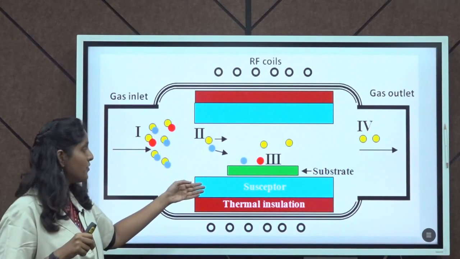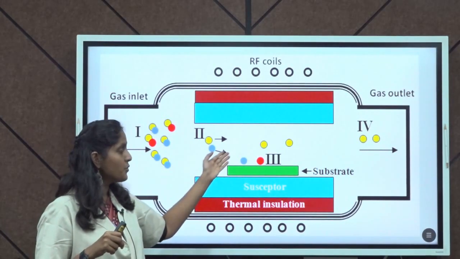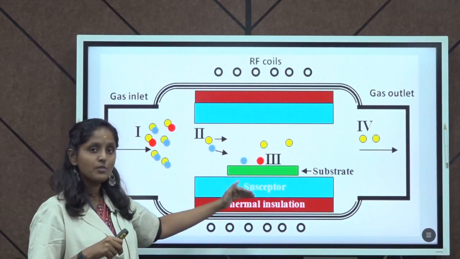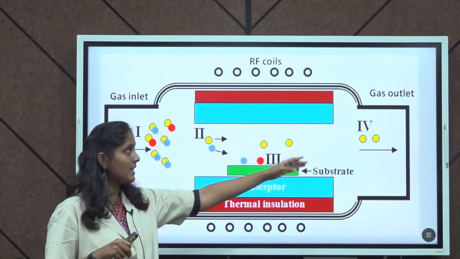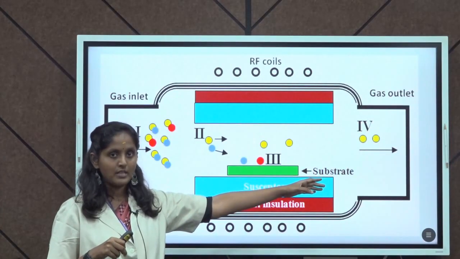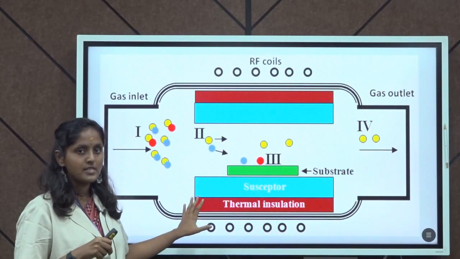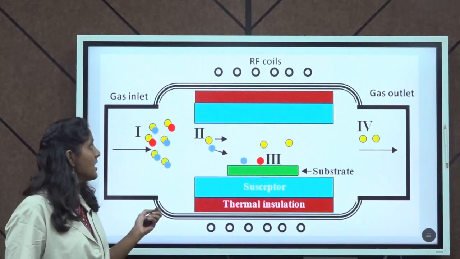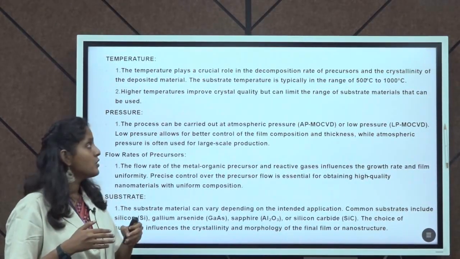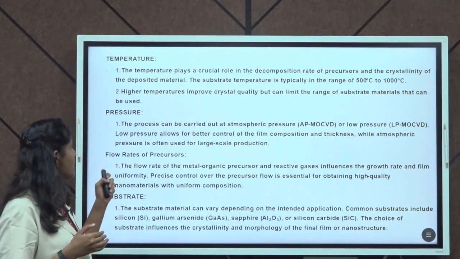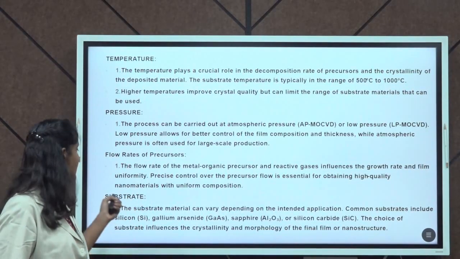So, next step will be the byproducts that are removed from the precursors. Precursors will be deposited onto the substrate. So, the byproducts that are remaining will be let out through the gas outlet. So, this will be the whole process setup. For this process, some key parameters have to be noted while carrying out the process. So, the parameters are temperature, pressure, flow rate of precursors and substrate.